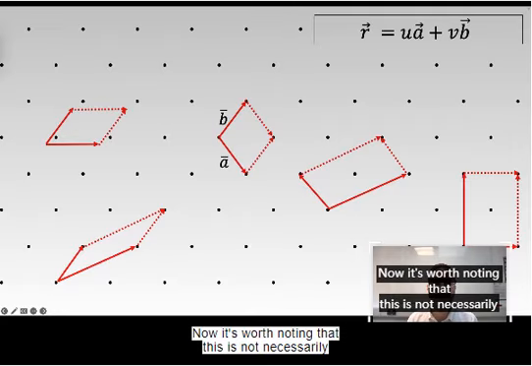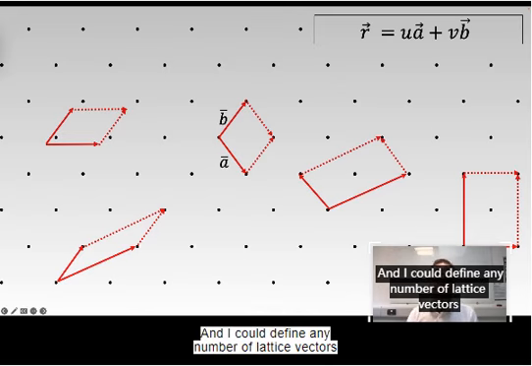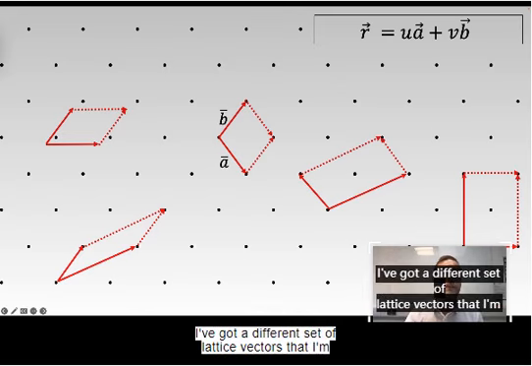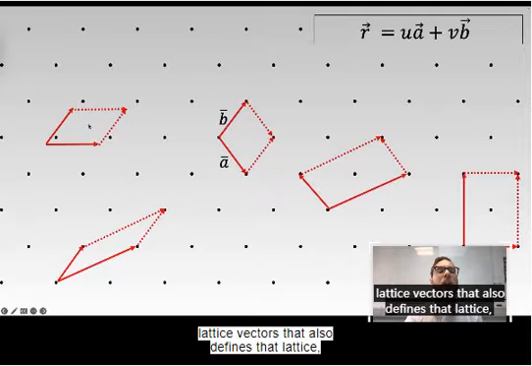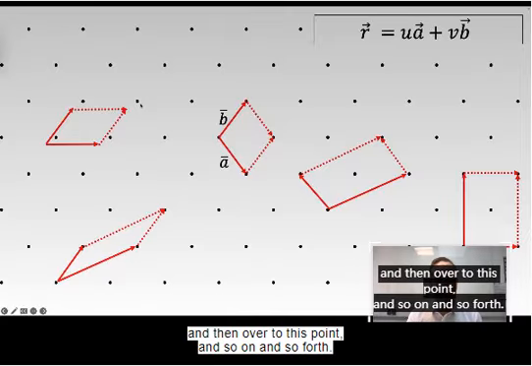Now, it's worth noting that this is not necessarily a unique combination of lattice vectors, and I could define any number of lattice vectors that could define this lattice. So over here I've got a different set of lattice vectors that would also define my lattice. Up here I've got a different set of lattice vectors that also defines that lattice, where basically I'd go from this point to this point and then over to this point and so on and so forth.